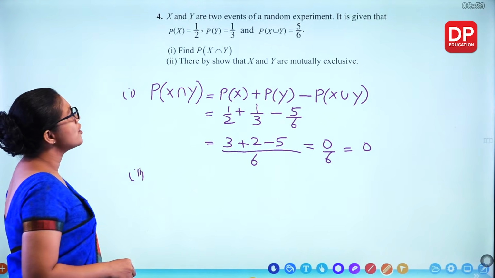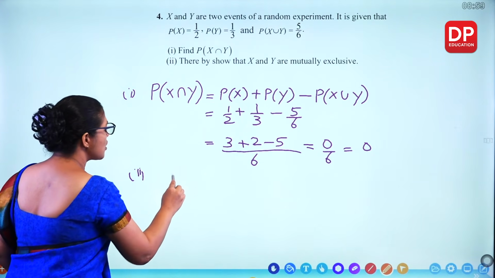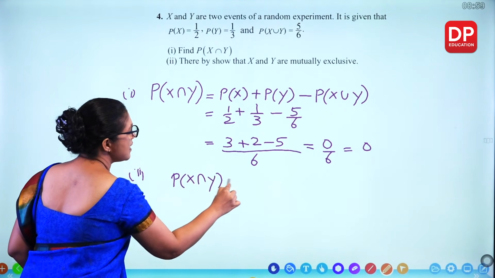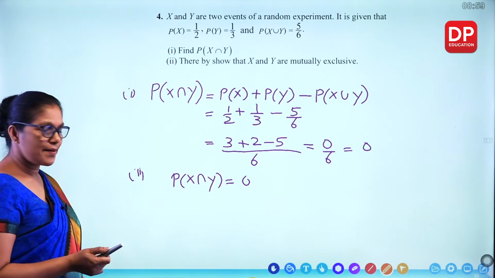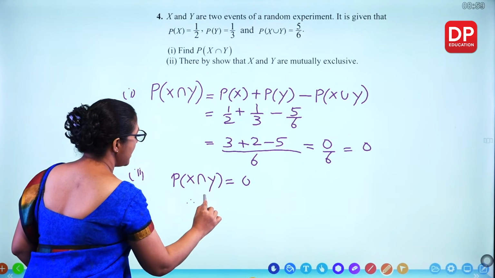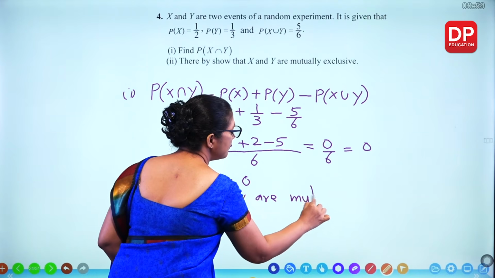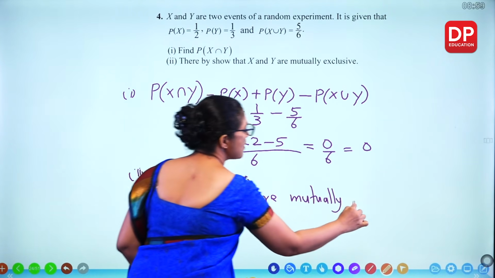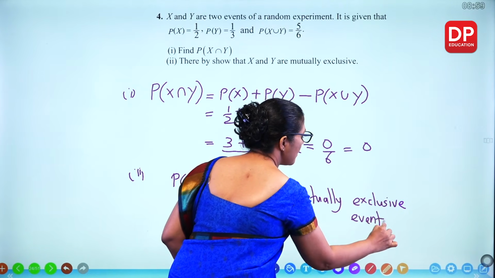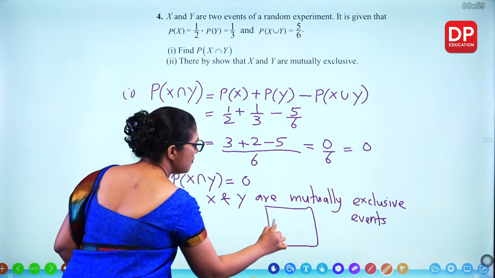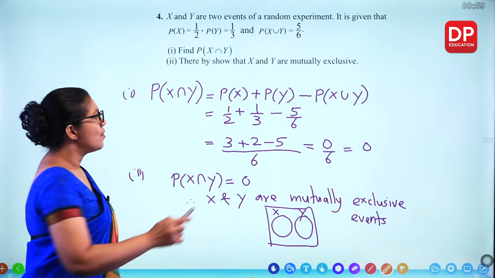Then they are asking thereby show that X and Y are mutually exclusive. So the intersection we found that's equal to 0 means there are no common elements for both X and Y. So therefore we can say X and Y are mutually exclusive events. So if we draw the diagram, Venn diagram, we can draw these two separately because there are no common terms.